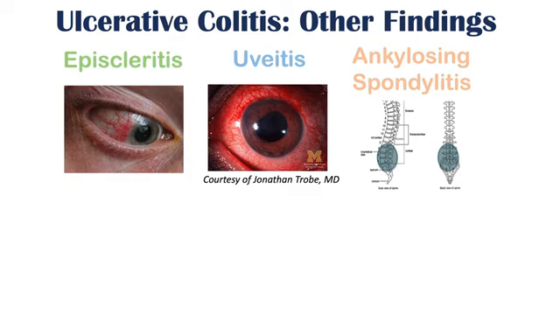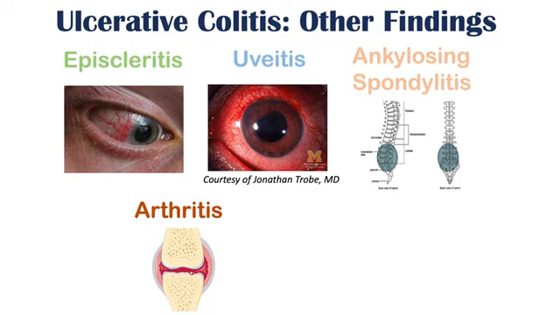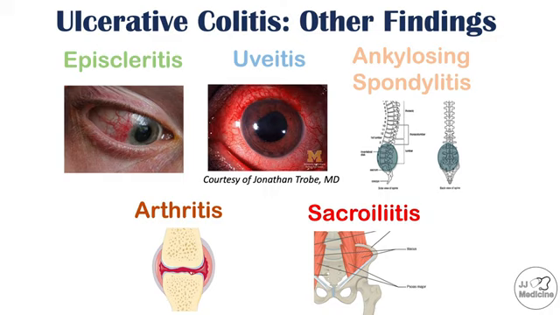Ankylosing spondylitis can also occur in ulcerative colitis. This is an inflammation of the spine. If you want more information on this topic, please check out my full lesson on ankylosing spondylitis. Arthritis can also occur in ulcerative colitis. So peripheral arthritis, perhaps of the hips and the knees. So certain joints can be affected and inflamed in ulcerative colitis. And then sacroiliitis can also occur, so inflammation where the sacrum joins and meets with the ilium of the pelvis.